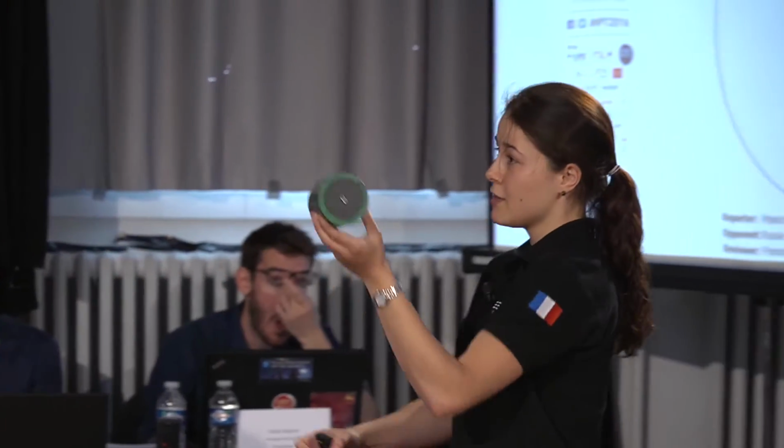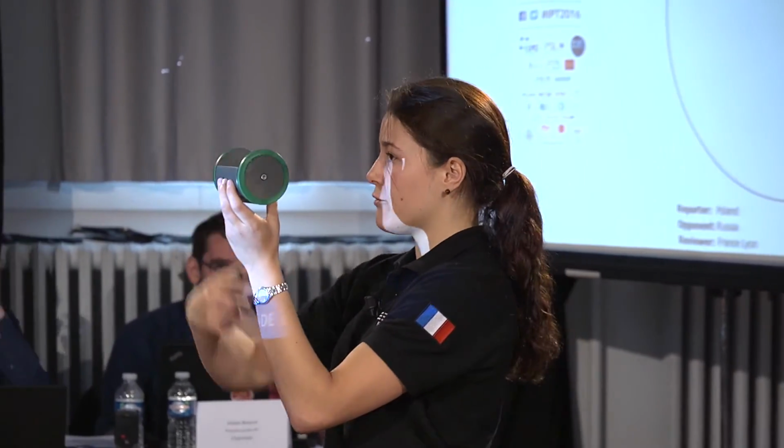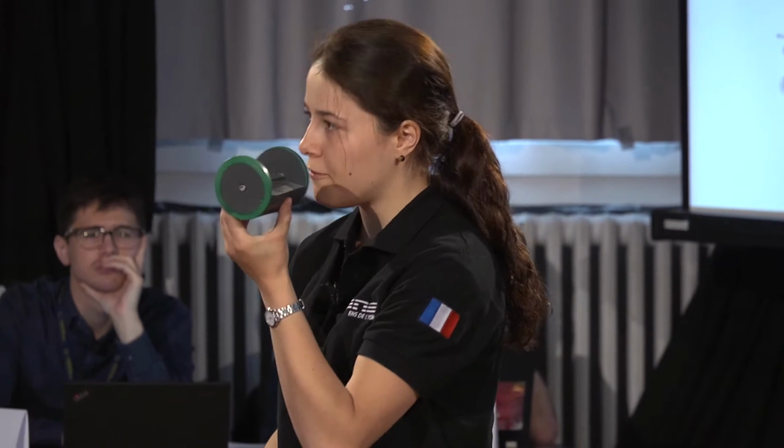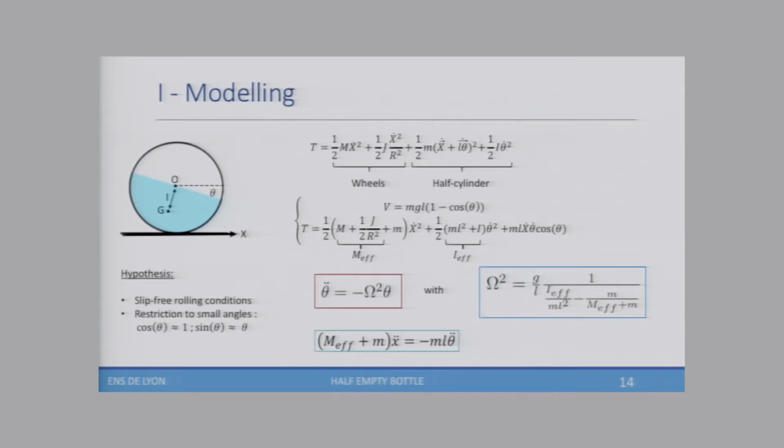I want to present you this setup right here. So what is it? Here you have two wheels that can rotate independently from a half cylinder solid. And this is interesting because we can study the movement of this model. And this is what we have done. We have considered the kinetic energy, both the kinetic energy of the wheels and the kinetic energy of the half cylinder.